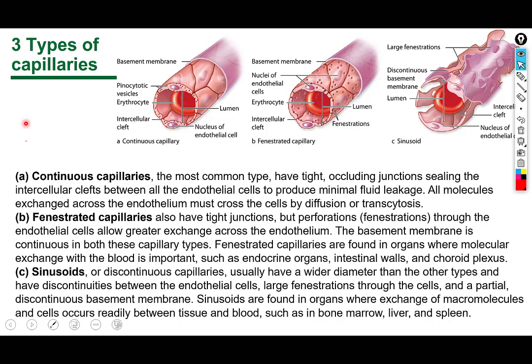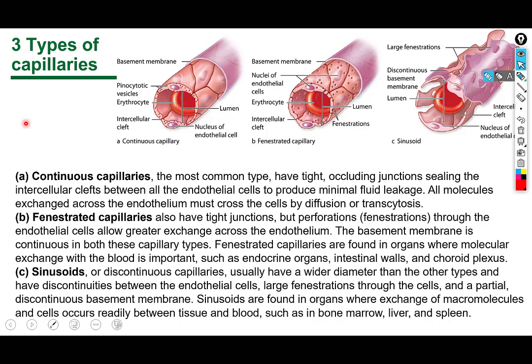The first one, A, continuous capillaries, these are the most common kind. They have tight junctions that seal the spaces between cells. Basically they're designed to limit leakiness. They're not supposed to leak very much, and they allow for very specific control of what is able to get out of or into the bloodstream. So anything that has to cross has to go by transcytosis.